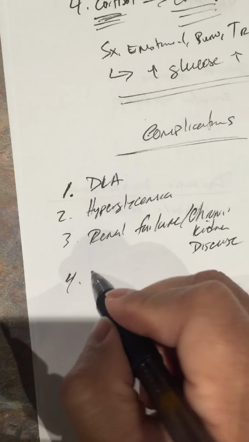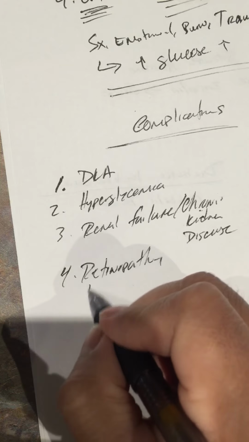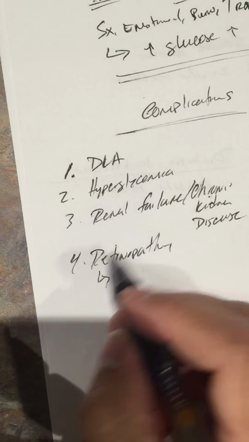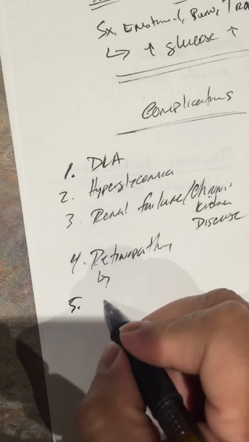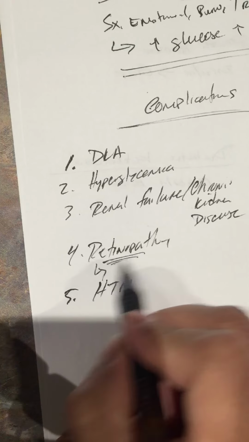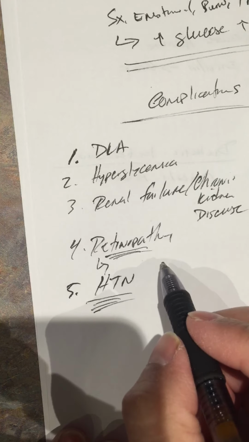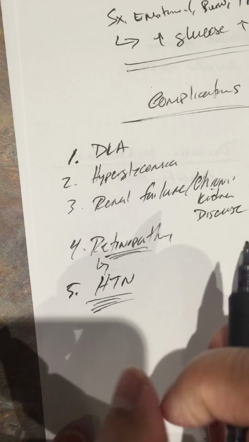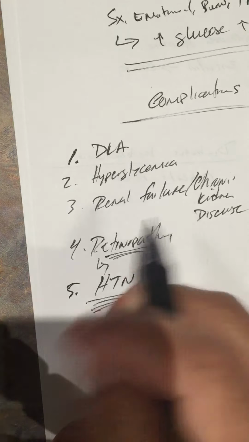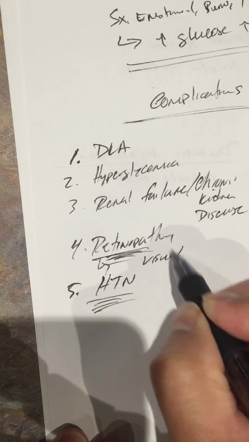Number 4, retinopathy. Now this is most likely due to number 5, hypertension. The blood vessels in the eyes are very, very small. If you have hypertension, those vessels have the potential or a very, very high likelihood of rupturing, causing retinopathy or visual changes.